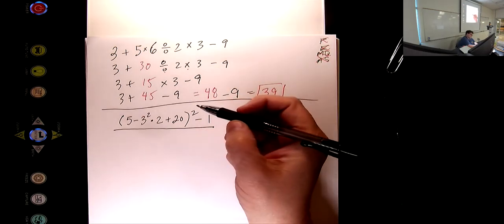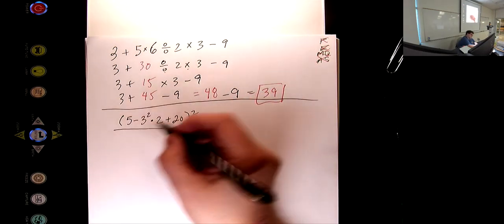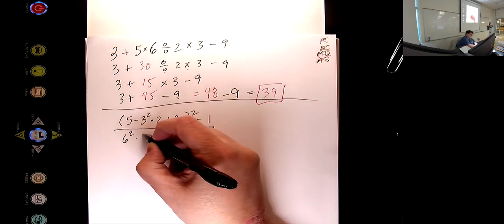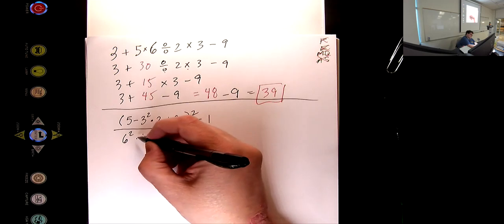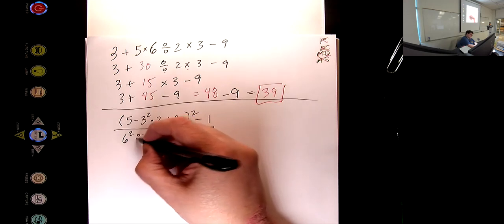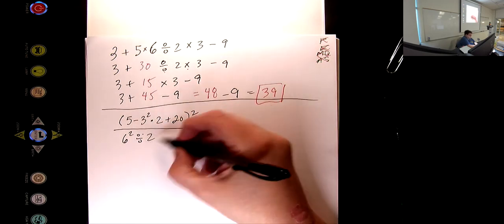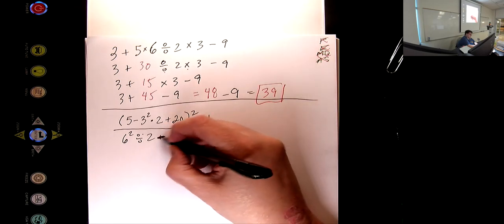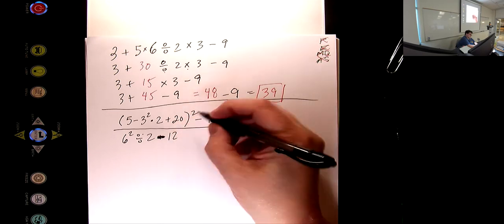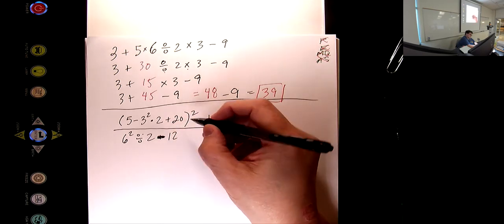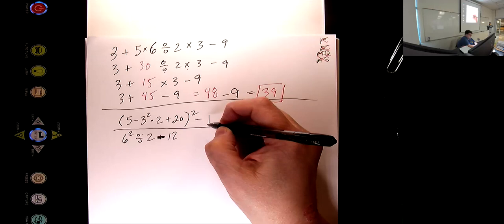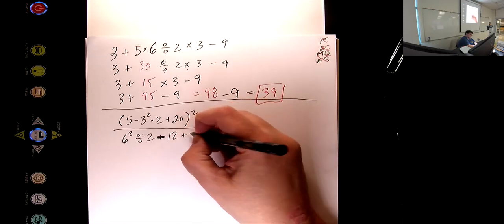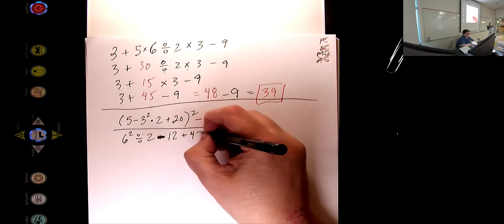And let's see what we put on bottom. We will put, let's do 6 squared times. No, let's not do times. Divided by 2, plus, no, let's do minus first. Minus 12 plus 42.